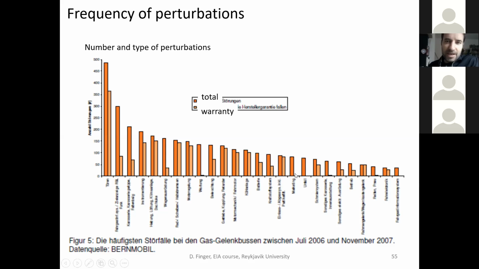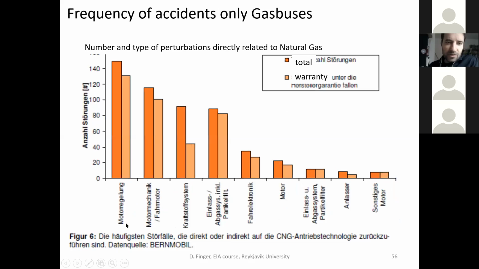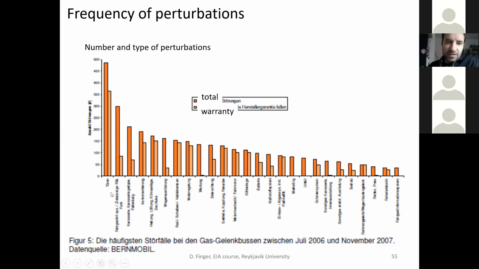And when we took a closer look, the most frequent perturbations were actually not at all related to the natural gas. It was simply because it was a new bus, and the new bus had to be adjusted. So for example, the most frequent problem was that the doors didn't open and close correctly. So the bus was taken out of service.